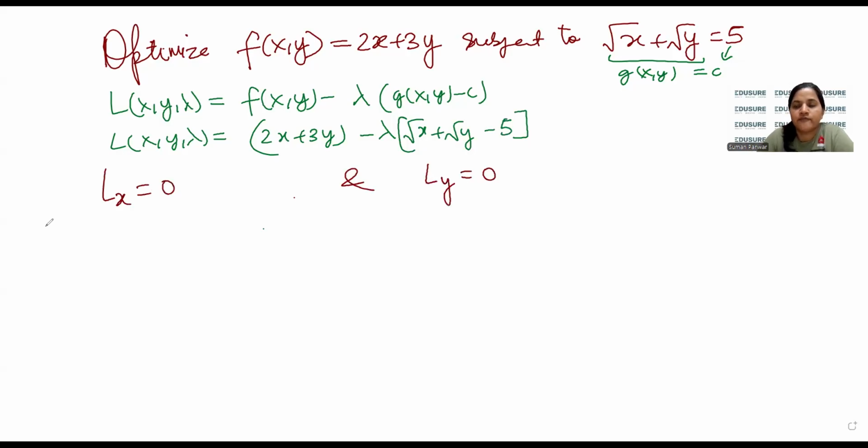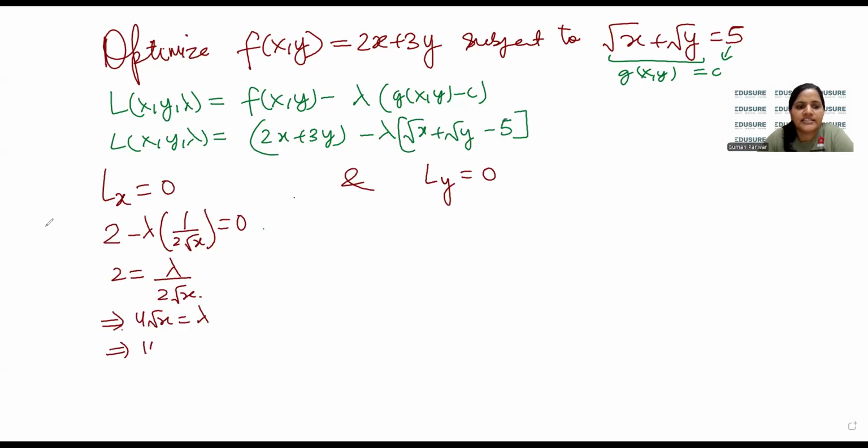So that means we are differentiating L with respect to x. So 2 minus lambda times 1 upon 2 root x equals 0. So 2 equals lambda upon 2 root x. So this implies that 4 root x equals lambda. This implies that 16x equals lambda square.